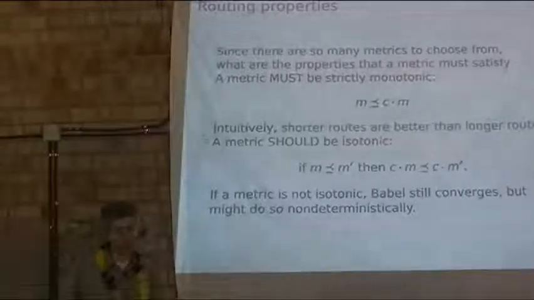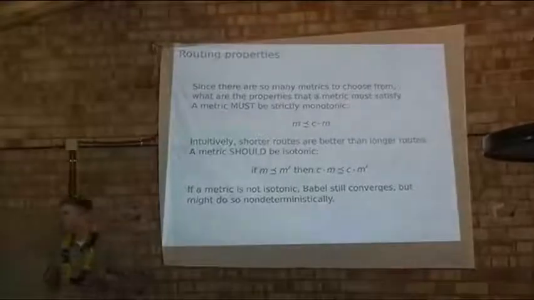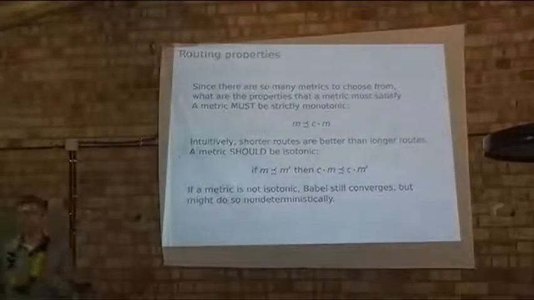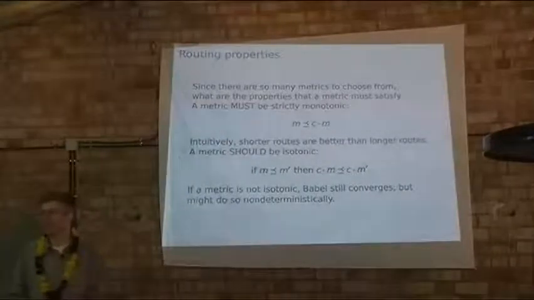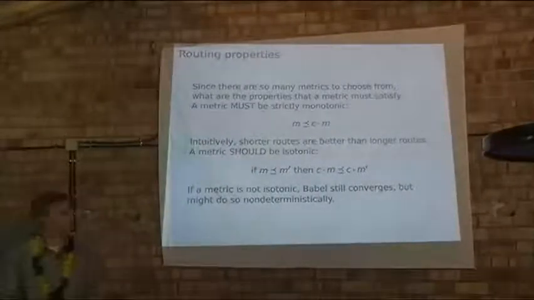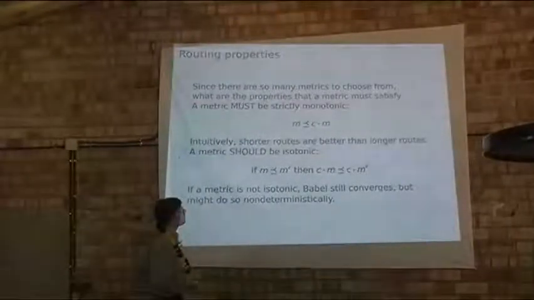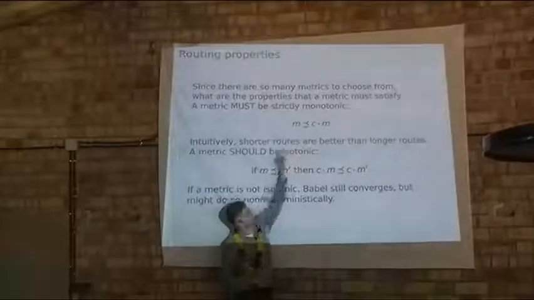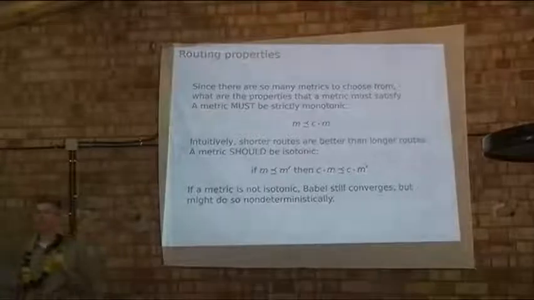Okay, so I'm saying if you use Babel, you can choose your metric. And you're obviously going to tell me it's not going to work if I choose any random operation. It must have some properties. Well, there are two properties that we need. And the first one is strict monotonicity. I've written monotonicity here. So strict is not equal in addition to that.